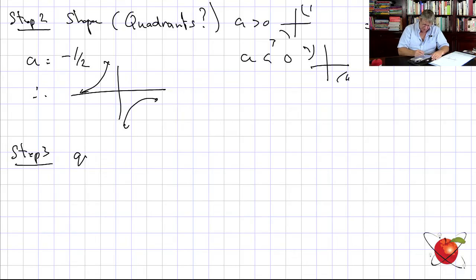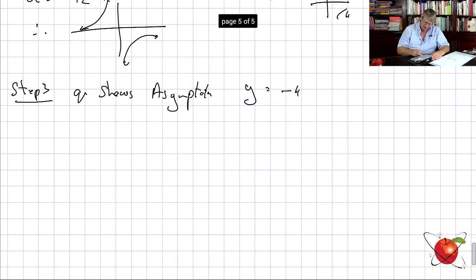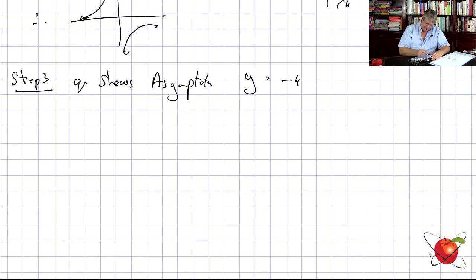And q shows the asymptote. So at y equals minus 4, we've got an asymptote. Step 3 is like that. It shows the asymptote there. And step 4.